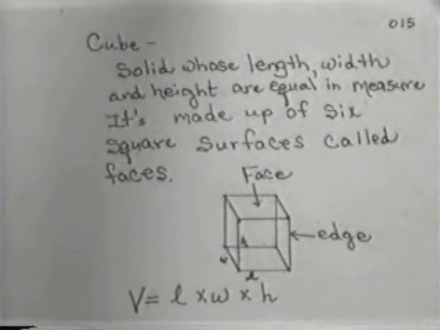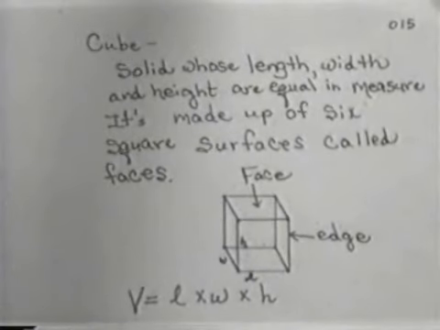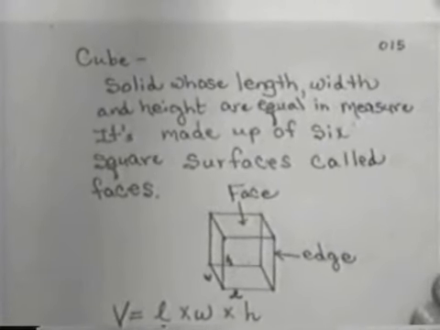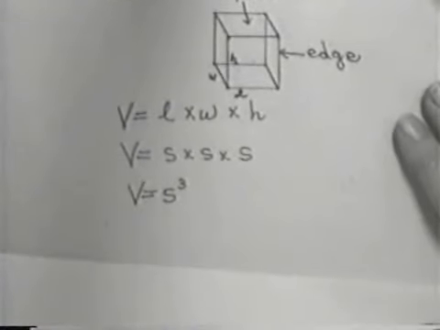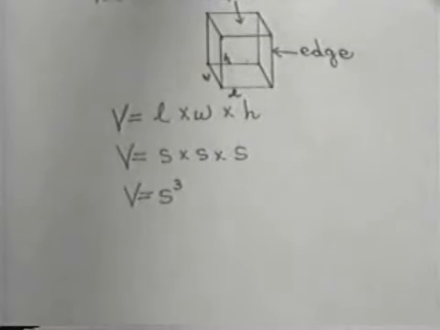Now, it just so happens that in a cube, since the length, the width, and the height are parts of squares, they're all going to be the same size. So instead of saying length times width times height, what would be better to do probably would be to say side times side times side.